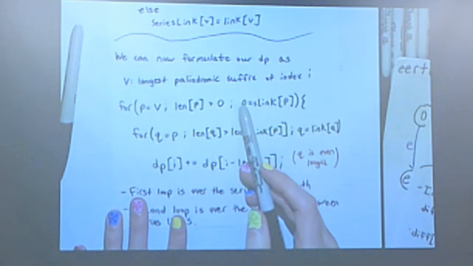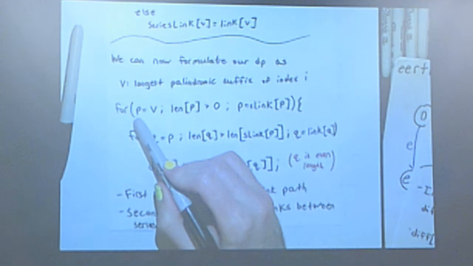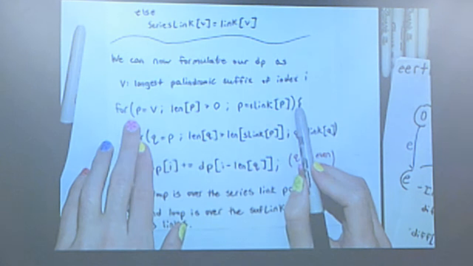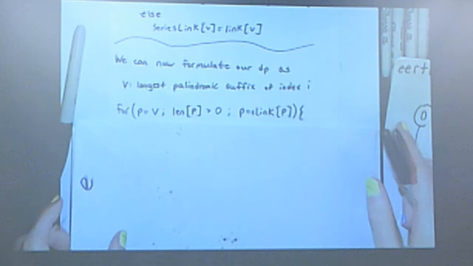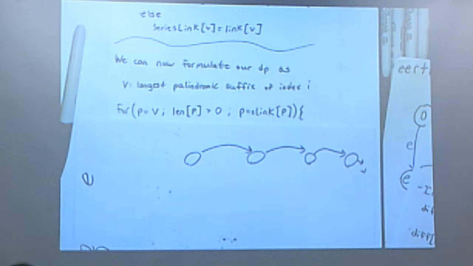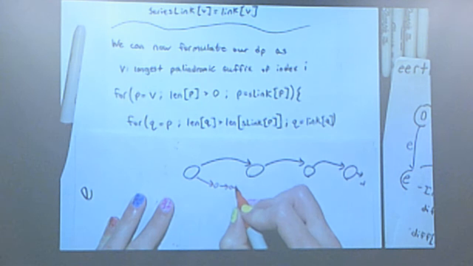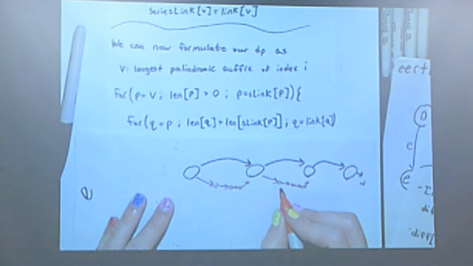So we're going to rewrite our DP. Before, for some node, we just looped through all of its suffix links. Now, however, we can loop through the series links. And so this top for loop will run log n times. So we have this top path, which is log n. We're essentially just looping through the series links. Eventually, we get to the null node. And then we're going to loop through the suffix links between these nodes. And this path is going to be called a series.